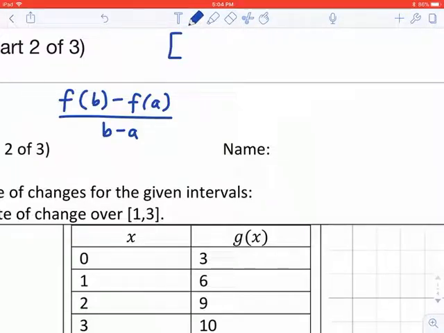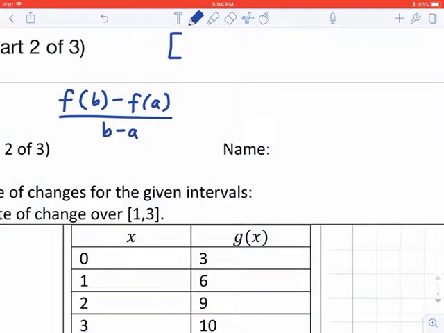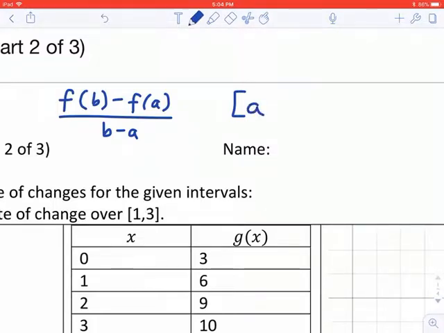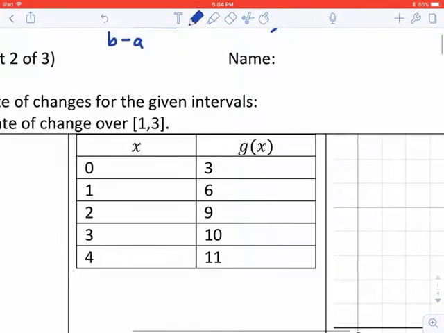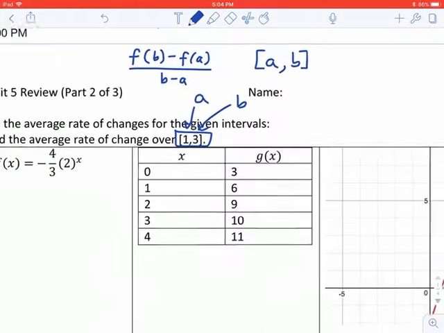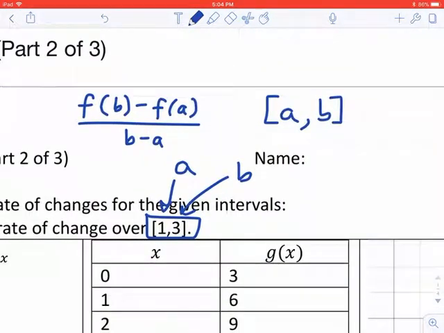All right, and we normally reference the a as, that's an accident, let me move that down here. The a is the start of our interval and b is the end. If I'm looking at our interval here, it's talking about the change over 1 to 3, where a is going to be the 1 and b would be 3. And if I was doing that here, all of these numbers would change.